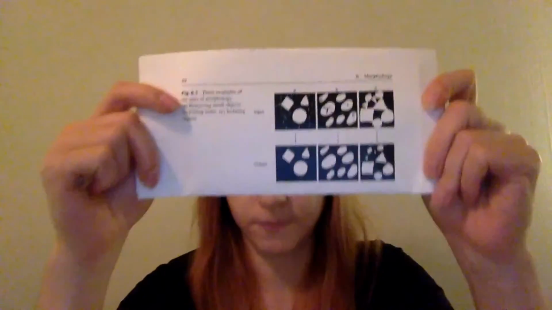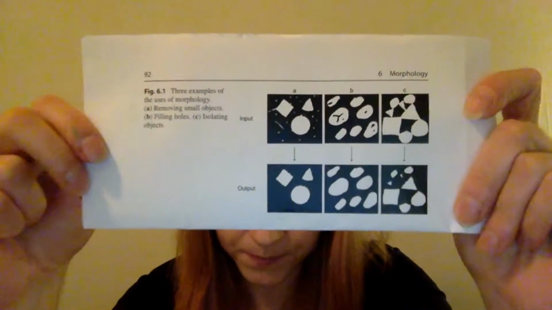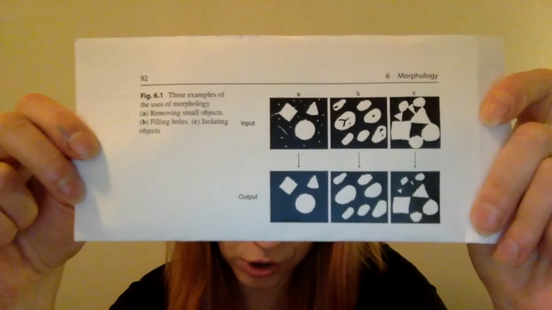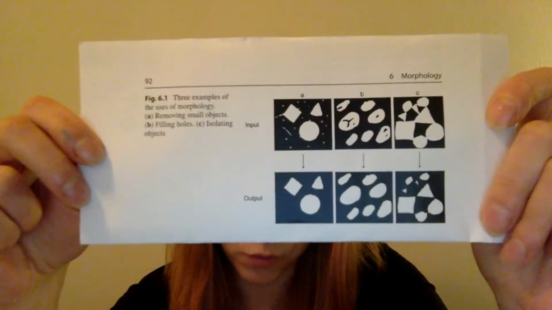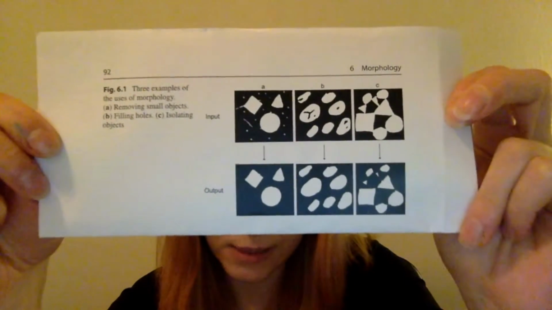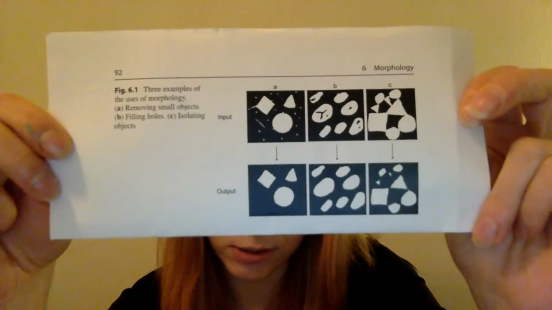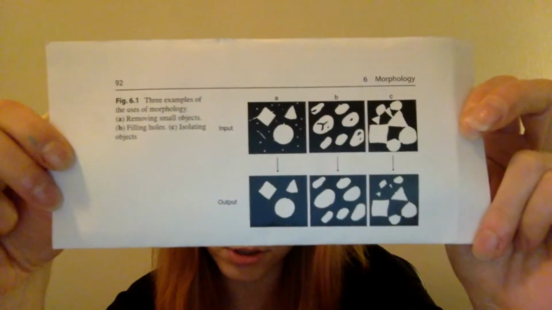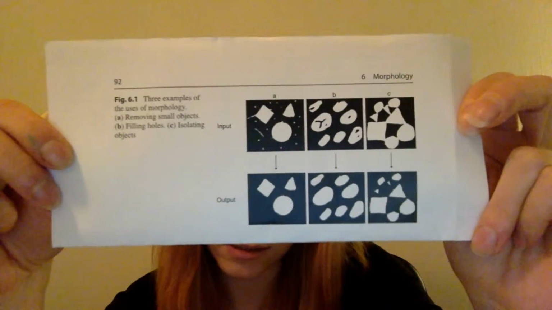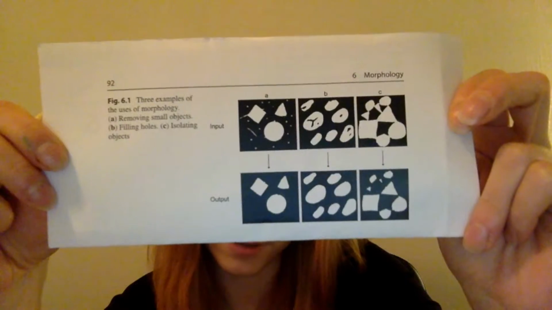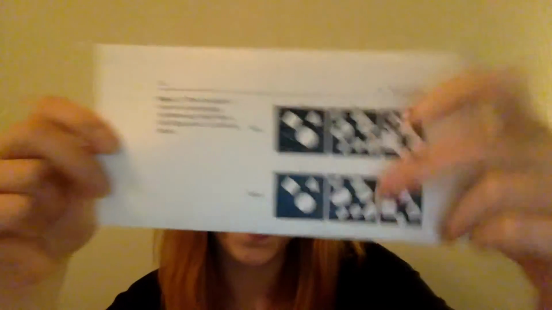Those three problems we can solve with morphology are as follows. As you can see in image A, we can remove small objects, the noise. In image B, you can see that we can fill in the holes of the objects in the image. And C illustrates that we can isolate objects in the image from each other.